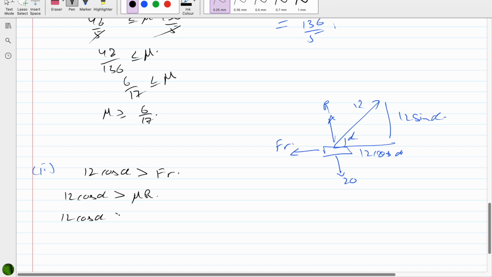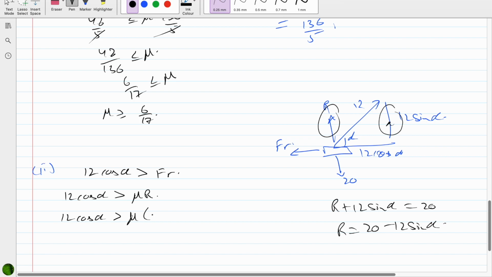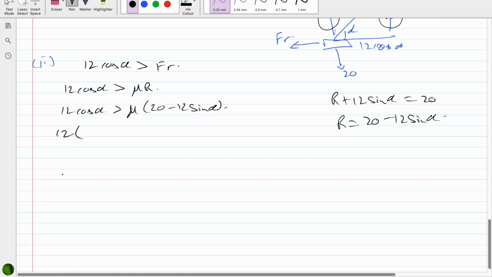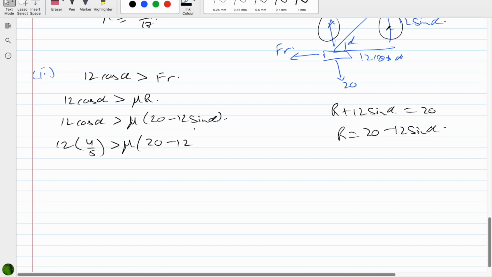12 cos of alpha is greater than mu R, and upward forces added equal downward force. R plus 12 sine alpha is equal to 20. So R is equal to 20 minus 12 sine of alpha. So 12 into cos of alpha, using the same triangle, cos was 4 by 5, is greater than mu into 20 minus 12 sine alpha, and sine alpha is 3 by 5.